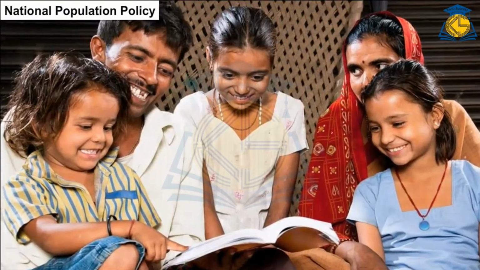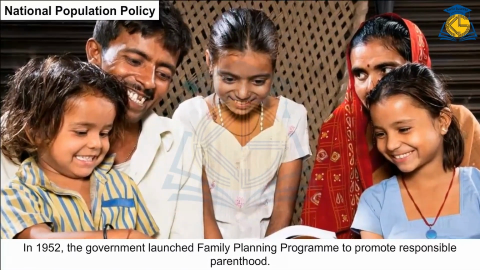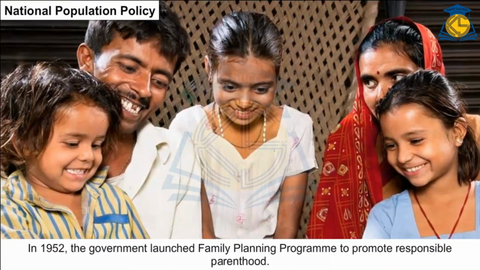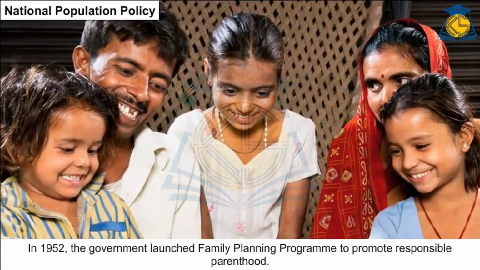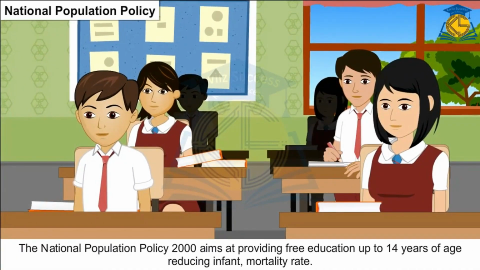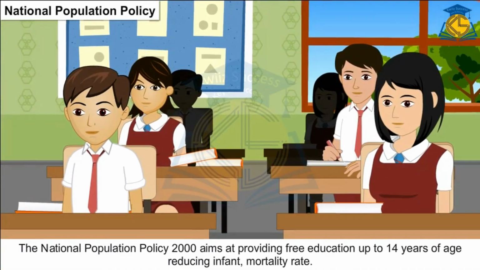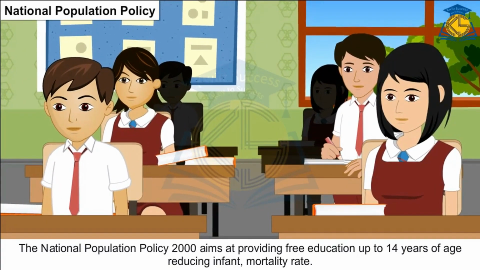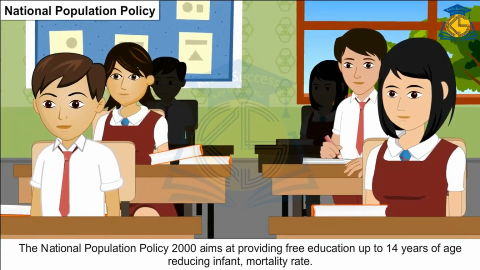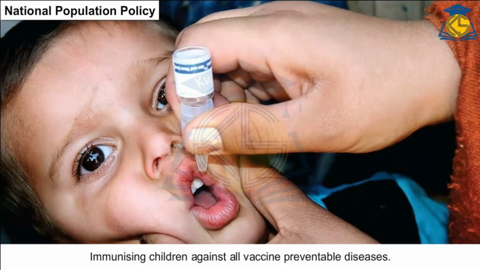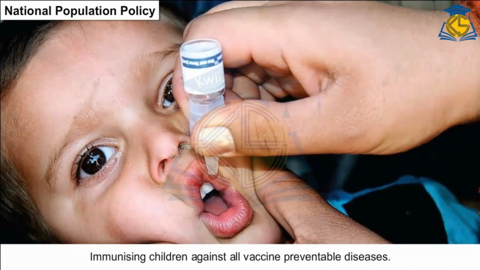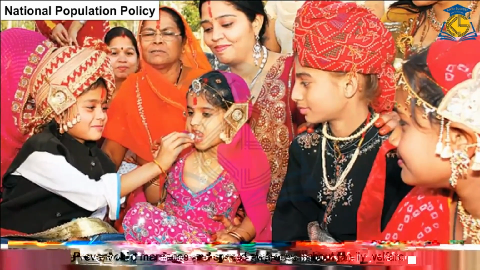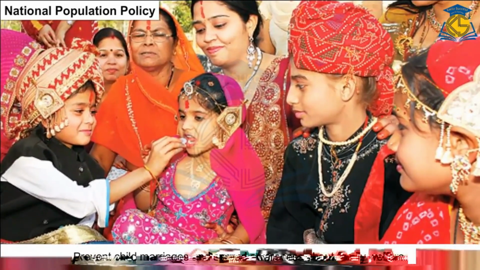National Population Policy. In 1952, the government launched Family Planning Program to promote responsible parenthood. The National Population Policy 2000 aims at providing free education up to 14 years of age, reducing infant mortality rate, immunizing children against all vaccine-preventable diseases, preventing child marriages, and spreading awareness about family welfare.